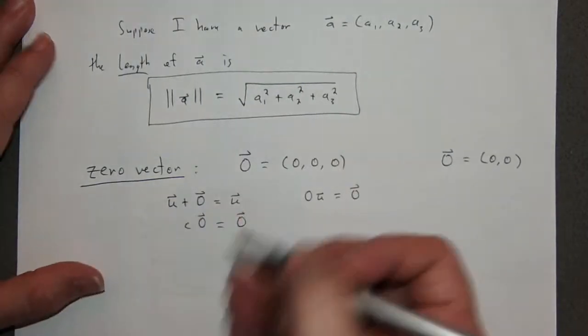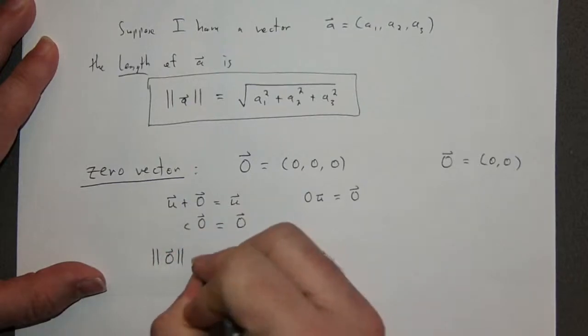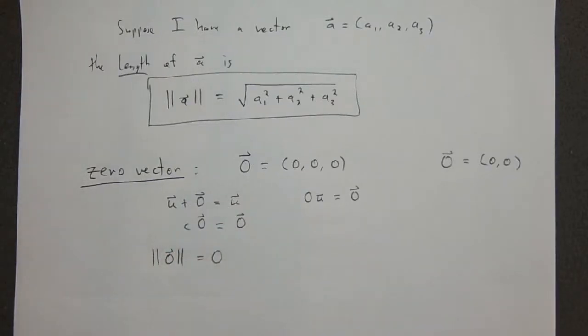All right. Notice that the length of the zero vector is 0. It's the only vector that has length 0. Any other vector has positive length.